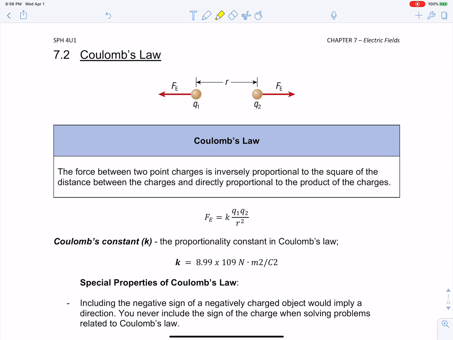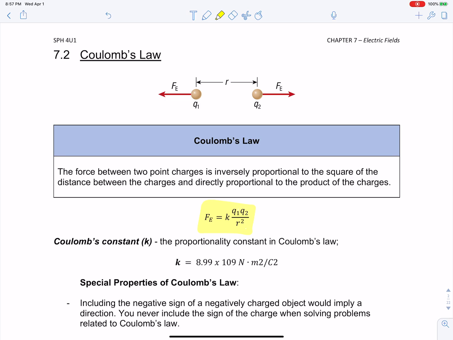So Coulomb states that the force between two point charges is inversely proportional to the square of the distance between the charges and directly proportional to the product of the charges. This statement is summarized as Coulomb's law and can be expressed as an equation. Electric force is equal to kQ1Q2 over r squared, where k is the proportionality constant, and k is equal to 8.99 times 10 to the power of 9 newton meters squared per coulomb squared.